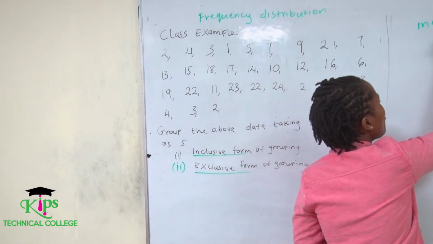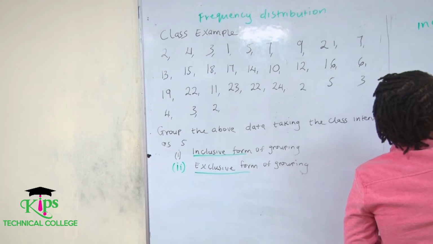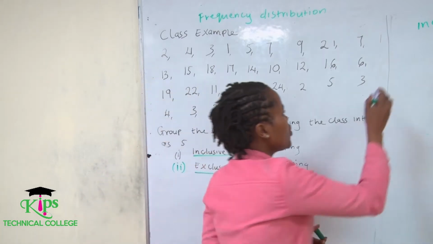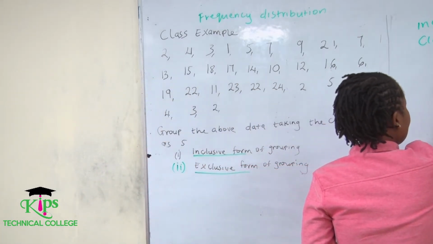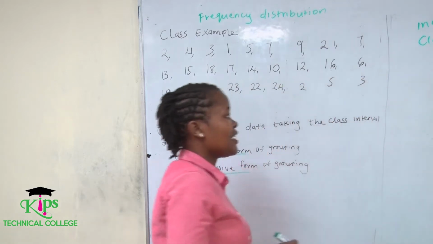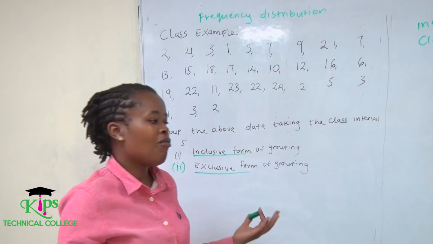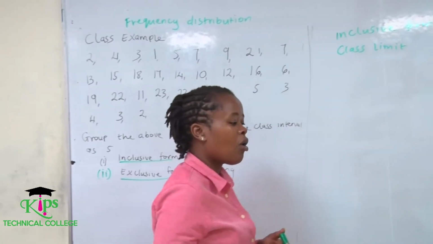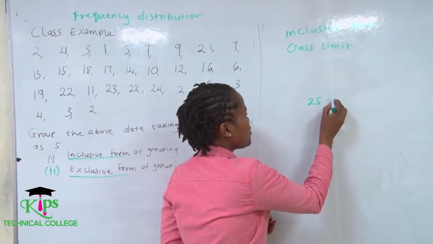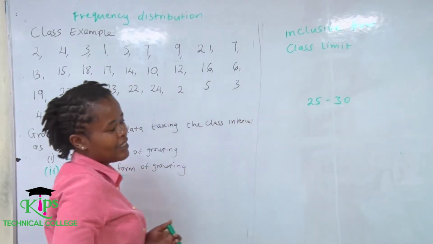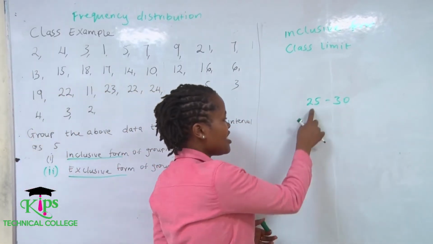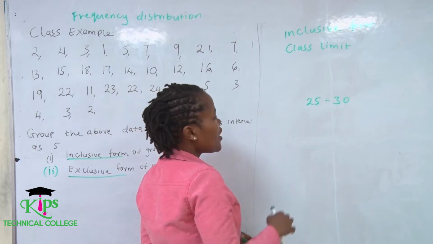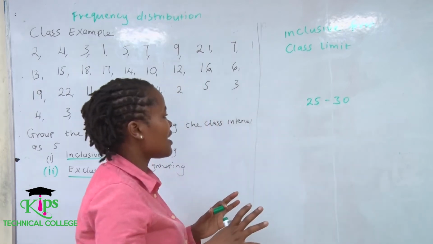So what do we mean by the term inclusive form? In inclusive form, there is a key term you need to understand, referred to as a class limit. If I give you an example of any class, not necessarily from our question, say a class of 25 to 30, the class limit will depend on the mode of grouping. So let's first understand what we mean by class limits.